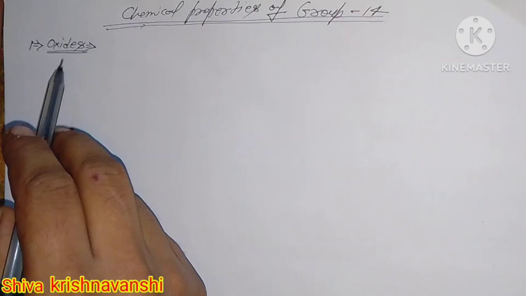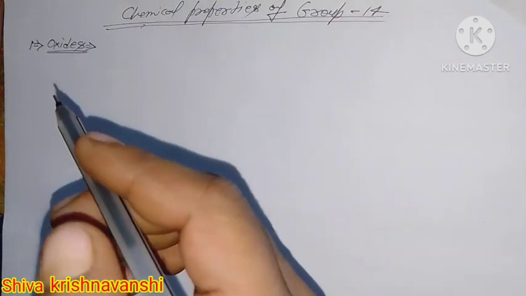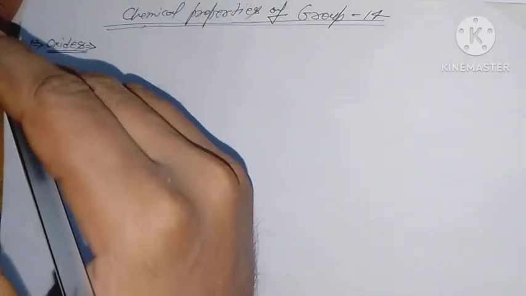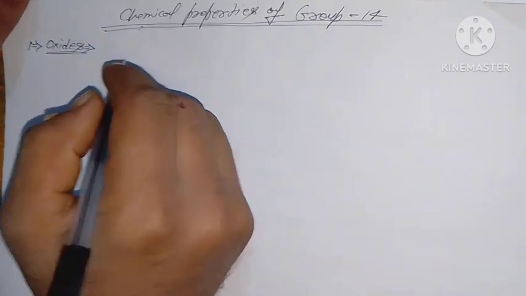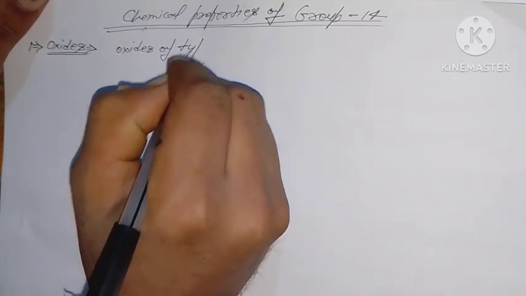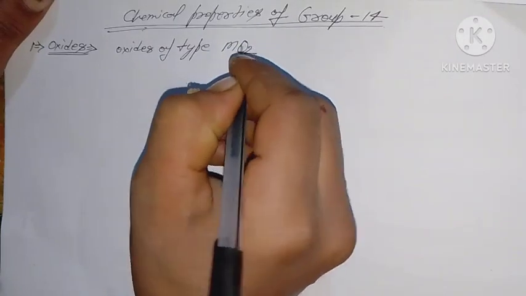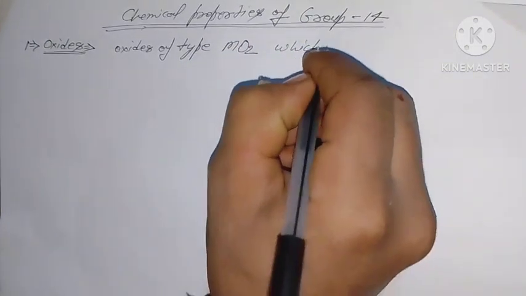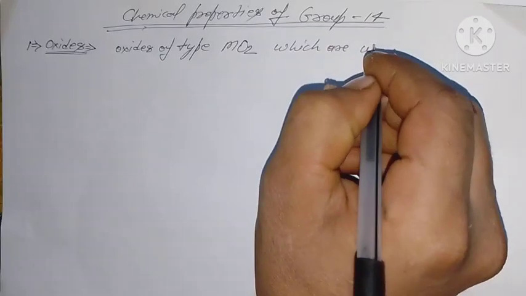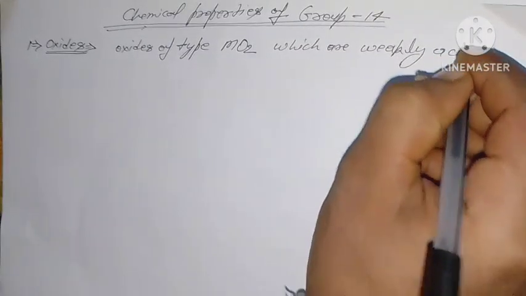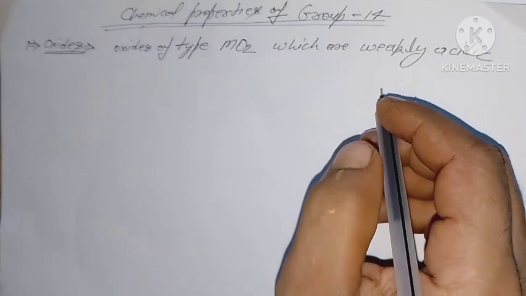Okay. First is oxides. All the elements of group 14 form oxides of type MO2, which are weakly acidic.